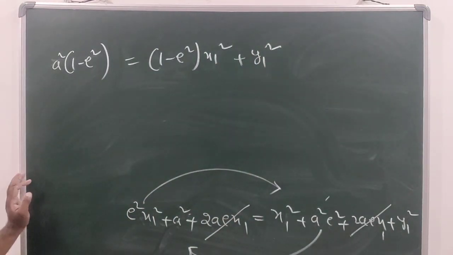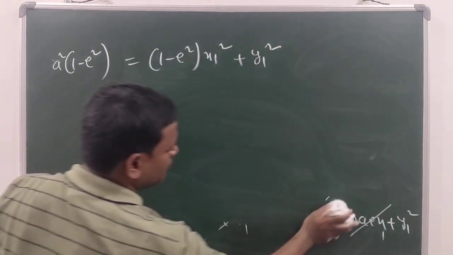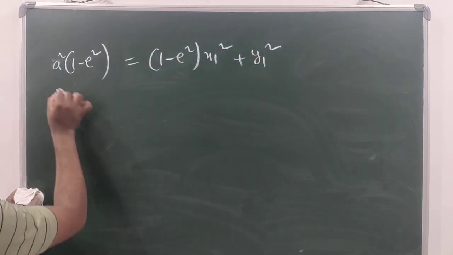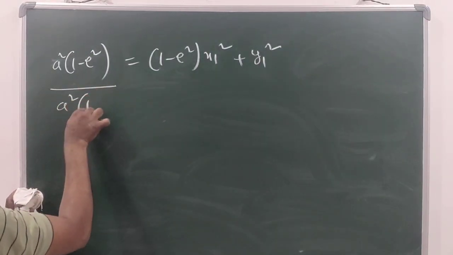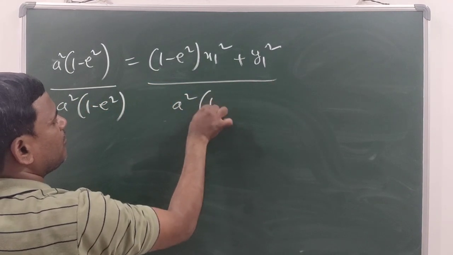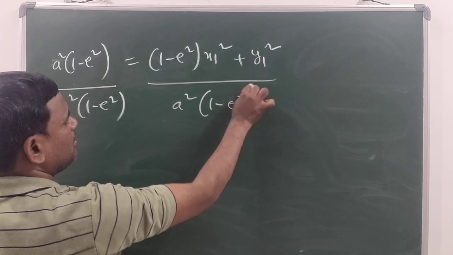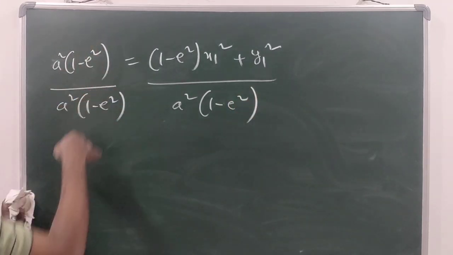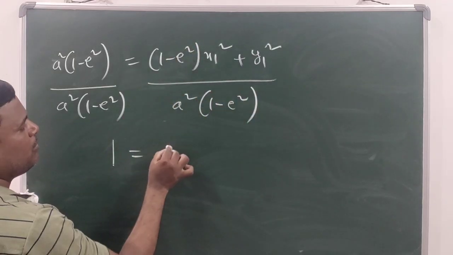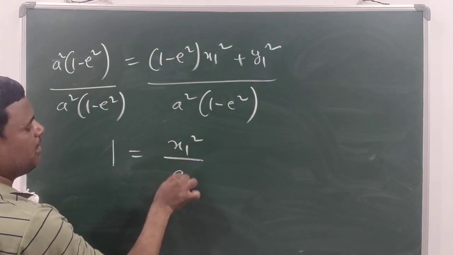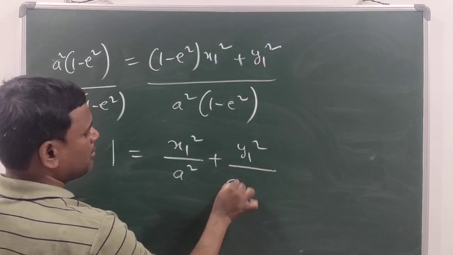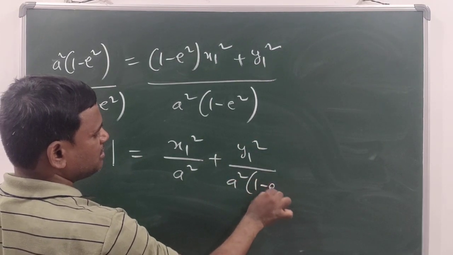Hereafter, on both sides, I am going to divide with a square of 1 minus e square. Now the left side becomes 1, and on the right these two get cancelled: x1 square by a square plus y1 square by a square of 1 minus e square.